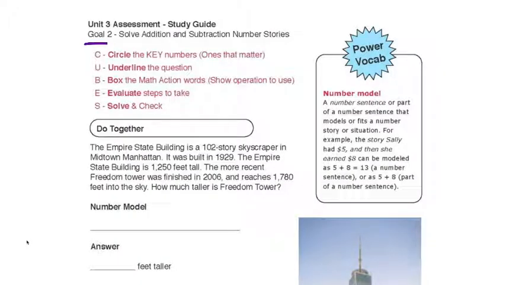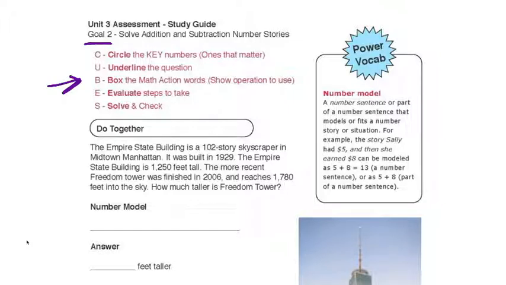Goal number 2, solve addition and subtraction number stories. Here's a really helpful strategy to use. We'll try one together. CUBES. C. Circle the key numbers, the ones that matter. U. Underline the question. B. Box the math action words that show you the operation. E. Evaluate steps to take. And S. Solve and check.